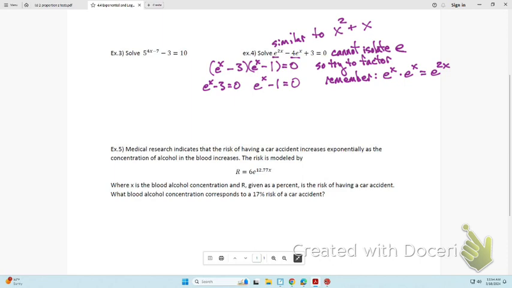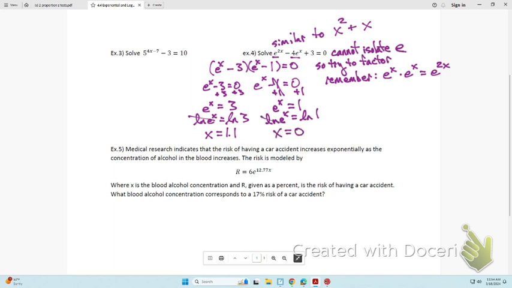So add 3 to both sides. Take the natural log of both sides. And you get 1.1. There's one answer. Add 1 to both sides. Take the natural log of both sides. And you get 0.